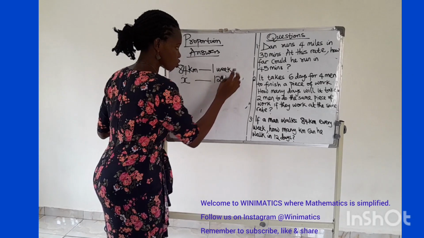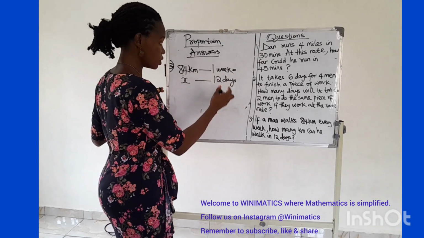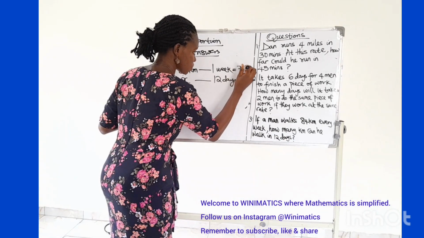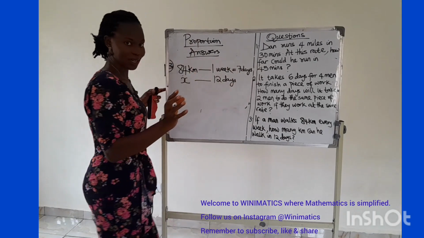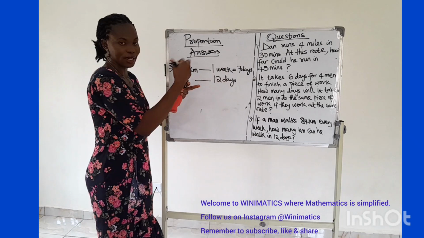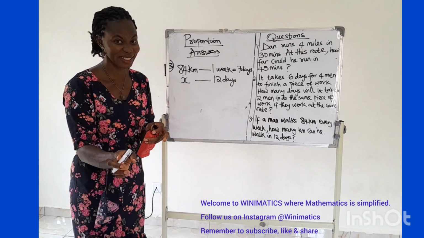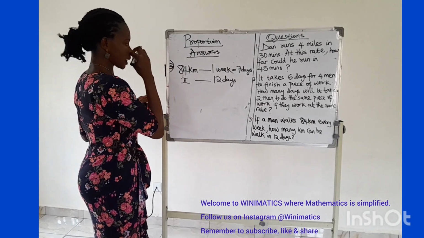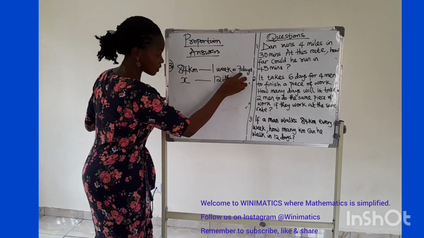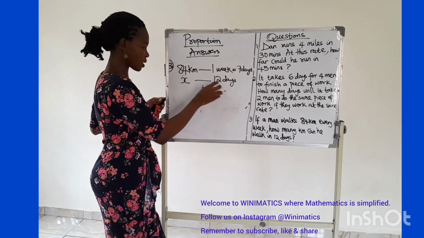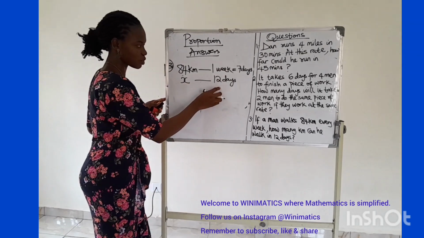So let's make it be in the same units. How many days do we have in 1 week? 7 days, right? So this 1 week, we can write it as 7 days. Is that clear? Instead of using 1 week, I can decide to use 7 days. We're still saying the same thing. I hope you're getting me. Okay, so 84 kilometers, 7 days, or 1 week. But this is the one we're using. So how many kilometers in 12 days?